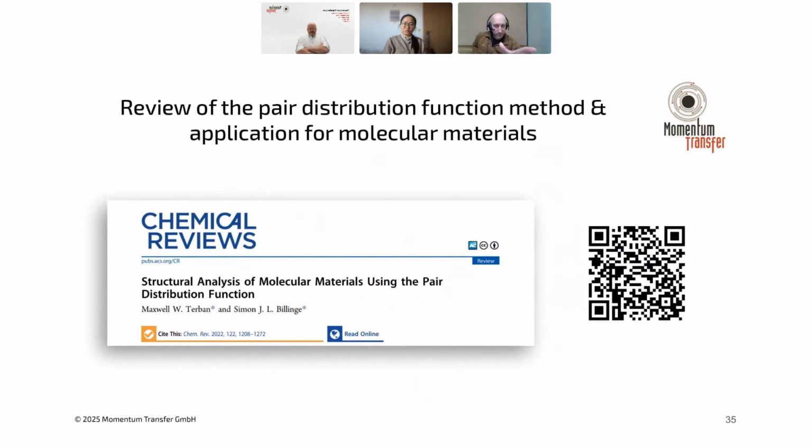I also provided to you a review paper that we wrote quite a few years ago, but I think it's a really good introduction to the fundamental theory, the math of how to derive all this, and then lots and lots of applications for the information that you can get from pair distribution function analysis.